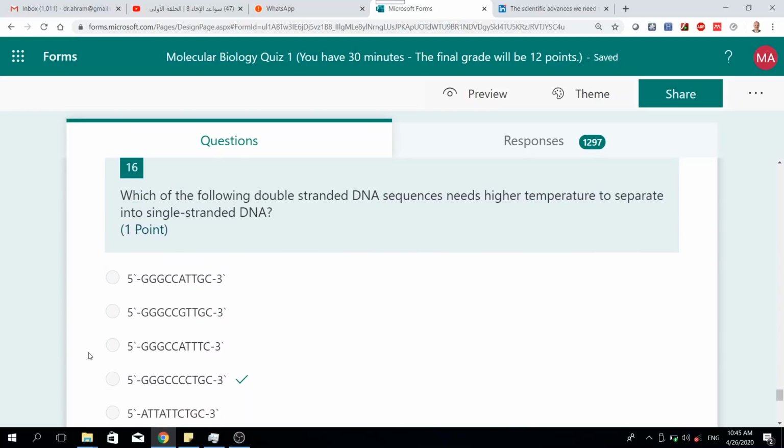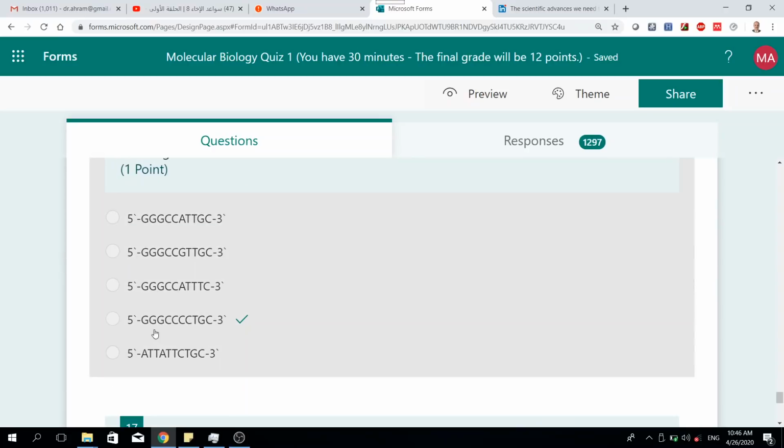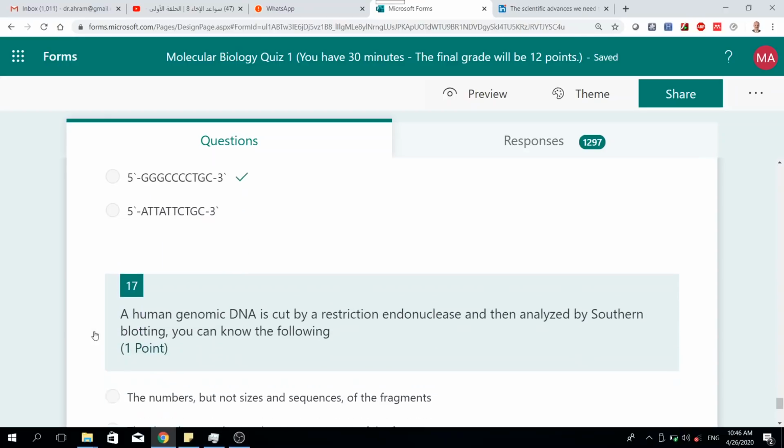Which of the following double-stranded DNA sequences needs a higher temperature to separate into single-stranded DNA? It depends on a number of factors: ionic strength of the solution, the length of the DNA fragment, the GC content, pH. We talked about this. So you look here, the only variable is what? The length is the same. The only variable is the GC content. So the DNA fragment with the highest number of GCs would need a higher temperature to be denatured.